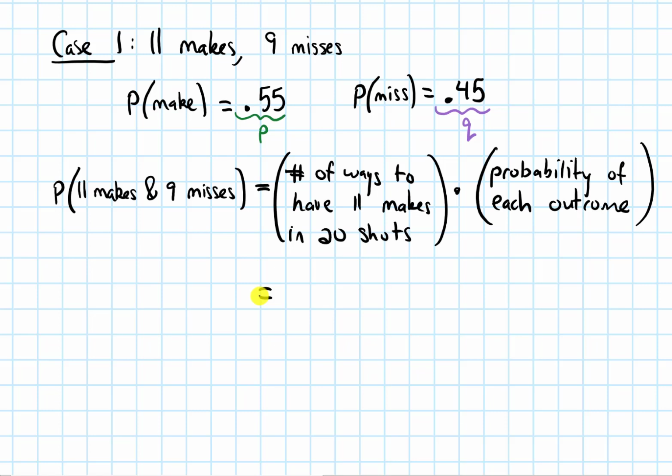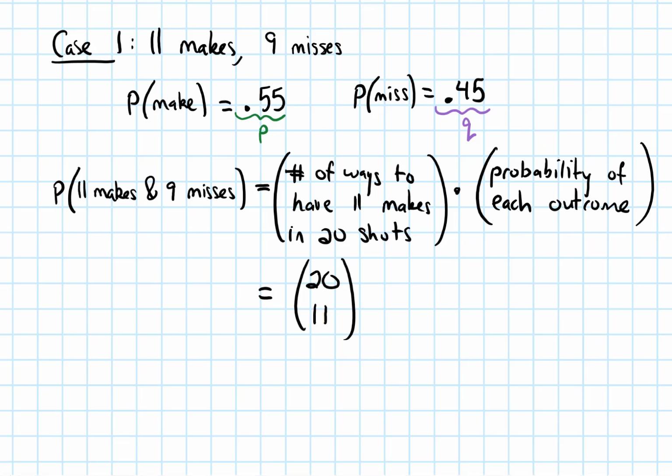Okay, so for the number of ways to have 11 makes in 20 shots, this is going to be a combination because the order in which we place the makes doesn't matter. So this is going to be 20 choose 11. It's like we're taking 20 shots and we have to choose 11 of those spots to be occupied by makes. And what's the probability of each one going to be?